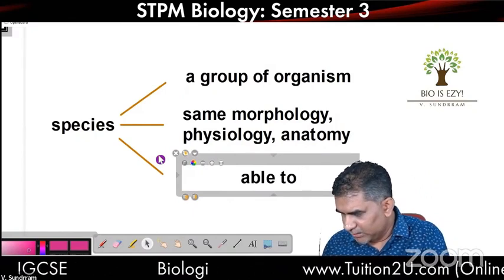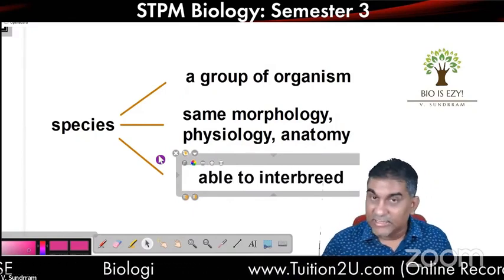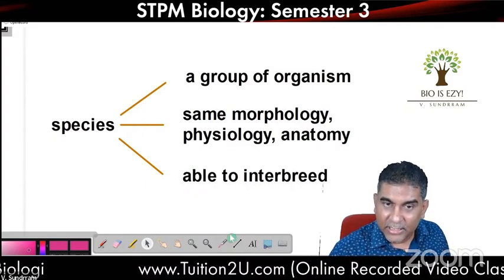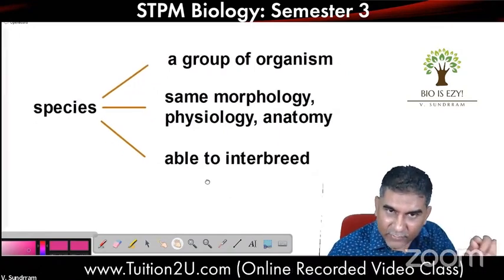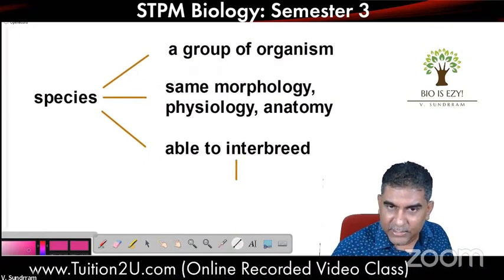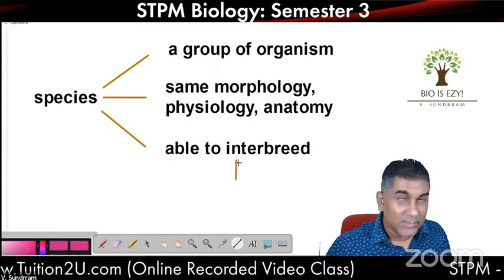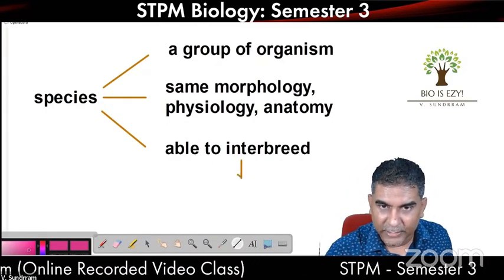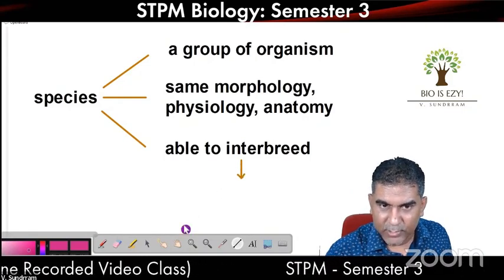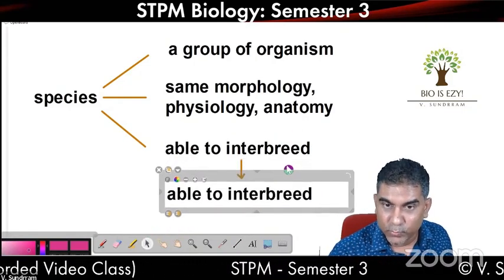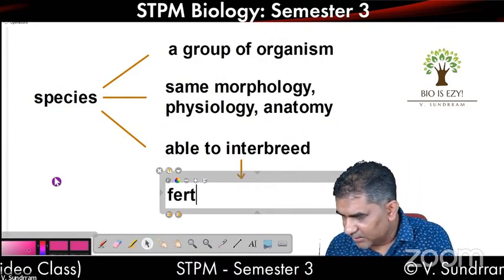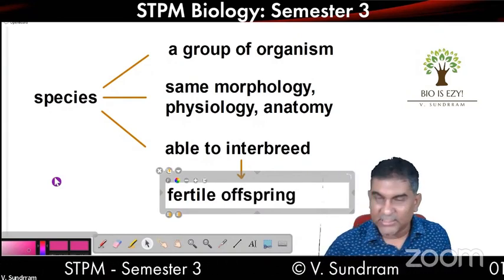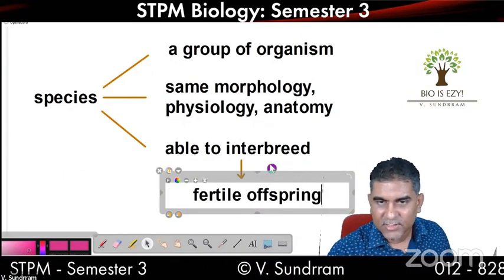Able to interbreed. Actually, all of this definition I will give in taxonomy that you have in chapter 14. Able to interbreed, and after interbreeding, they must be able to produce the main thing. They must be able to produce fertile offspring. Mesti boleh dapatkan anak yang subur. So end of the day, they must get fertile offspring. Offspring means the next generation. If you take humans, children is offspring.